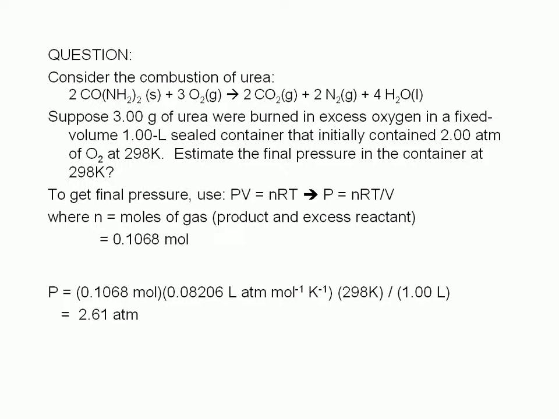The pressure increases from 2 atmospheres initially to 2.61 atmospheres. This is typical for combustion of nitrogen-containing compounds. The production of gas generally leads to increased pressure if the combustion were confined, and this is the reason nitrogen-containing compounds are used for explosives.